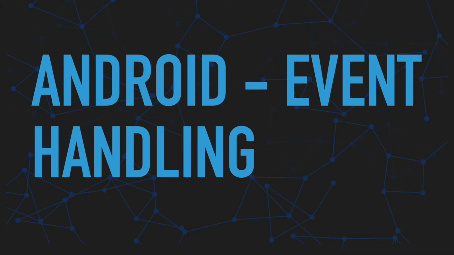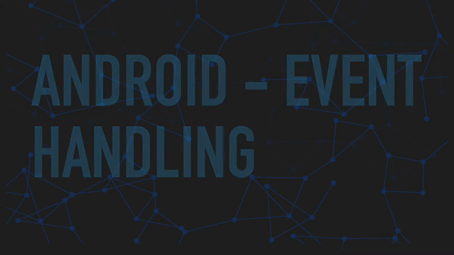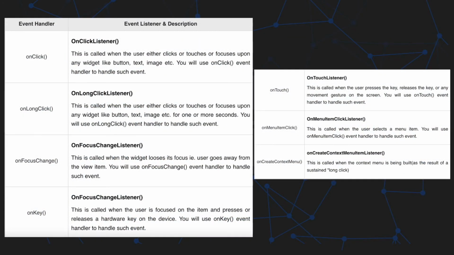Well, we will now see some of the event handlers. The famous event handlers are like onClick, what you have to do when the person clicks on this button, what happens when the person long clicks on the button, or what happens if the person touches something. So these are some of the predefined functions that we use to make the application more interactive, right?